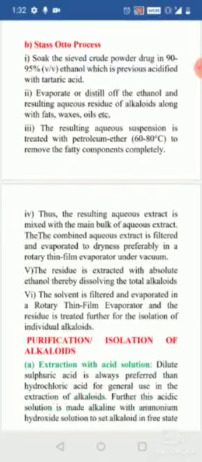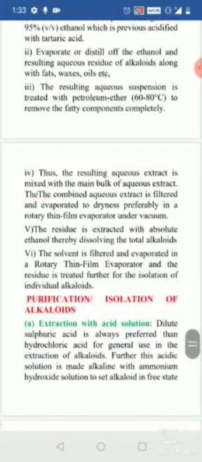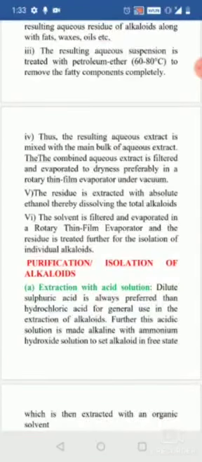The resultant suspension you are going to treat with petroleum ether. That is going to remove the fat and the other components. Then you are going to take out the aqueous extract. The fat is soluble in the petroleum ether, and the alkaloids will be in the aqueous layer, the ethanol layer, so the fats will be removed. You are going to take out the aqueous extract and add it to the bulk extract. Then the combined extract you are going to filter and evaporate to dryness, by using any evaporator or by using vacuum.